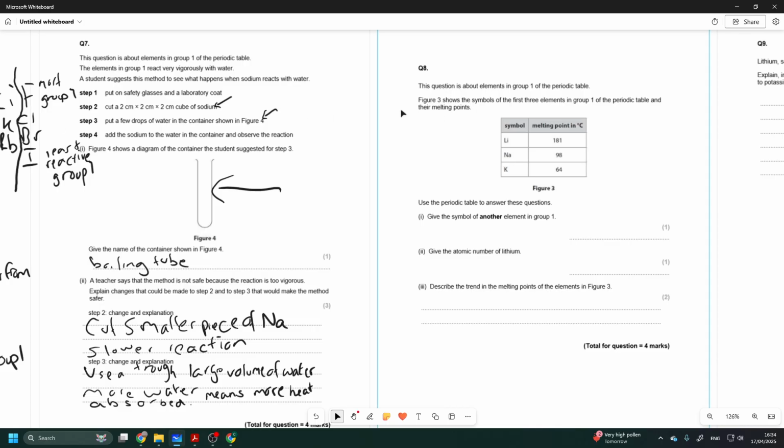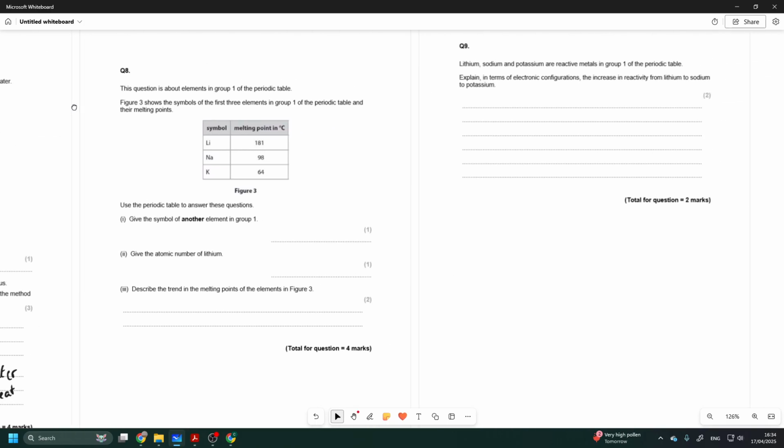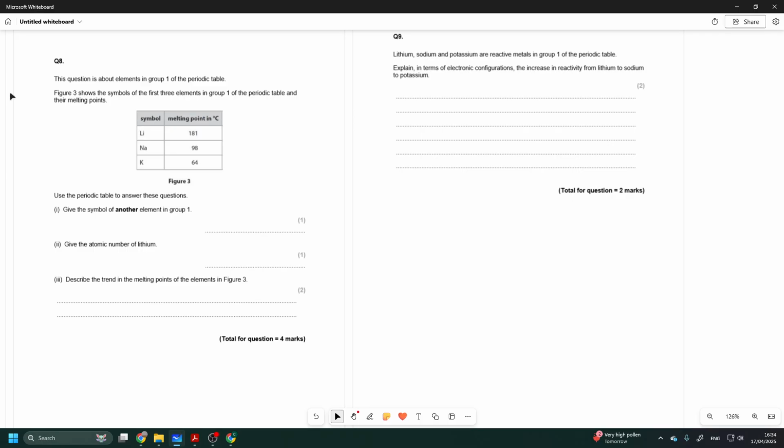Question 8 rather. It says this question is about elements in group 1 of the periodic table. Figure 3 shows the symbols of the first 3 elements in group 1 and their melting points. Let's have a quick annotation of this while we're doing this. Look, as you go down, they are getting lower. Brilliant. I've just identified that.